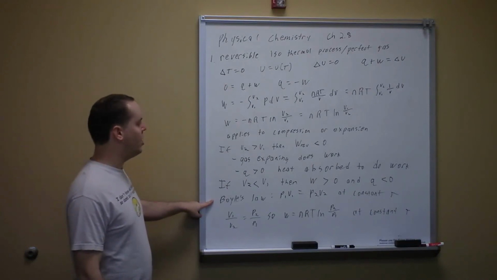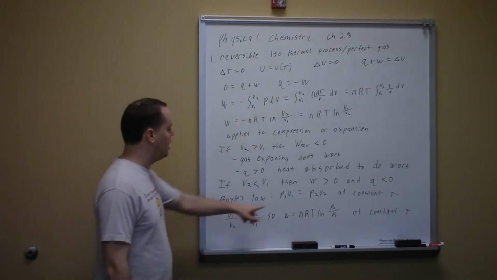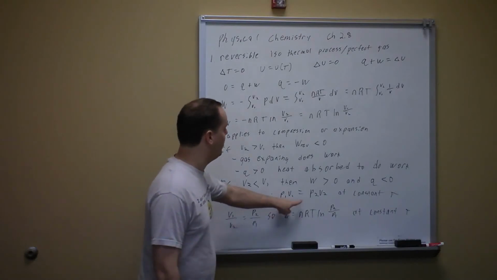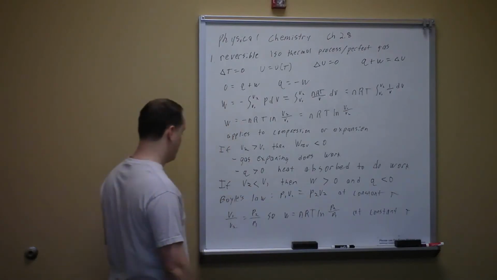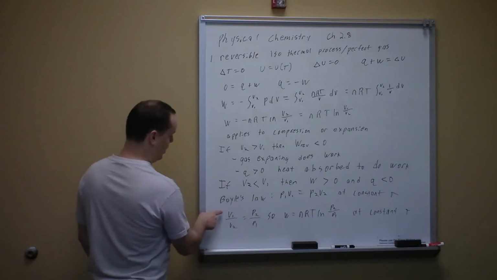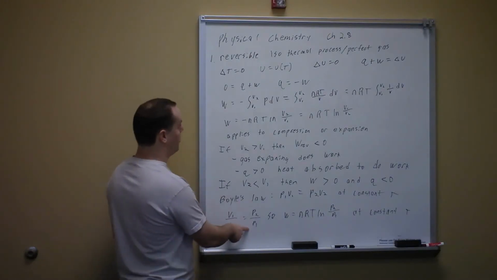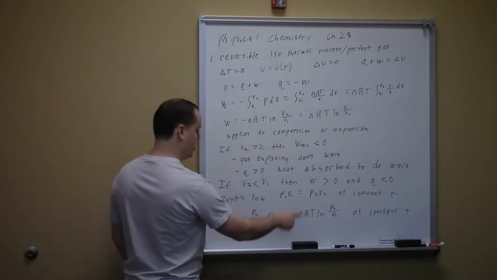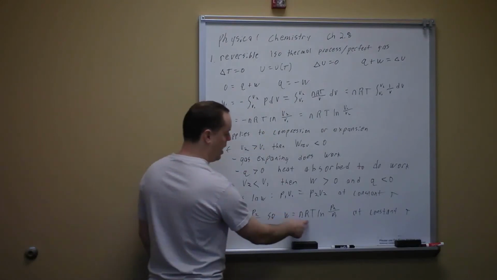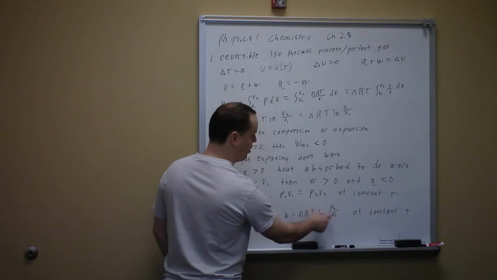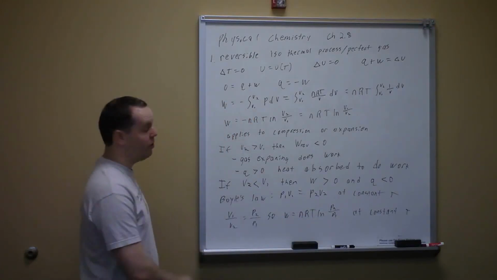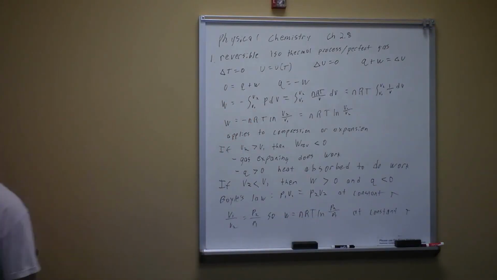Now remember, Boyle's law says that at constant temperature, pressure 1 times volume 1 is equal to pressure 2 times volume 2. So if we rearrange that a little bit, we get V1 over V2 is equal to P2 over P1. We can substitute back into our equation here, and then we get work is equal to nRT natural log of pressure 2 over pressure 1. But this is only true at constant temperature, remember, and for an ideal gas.